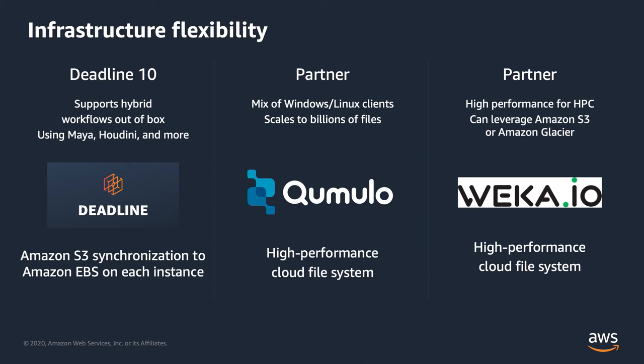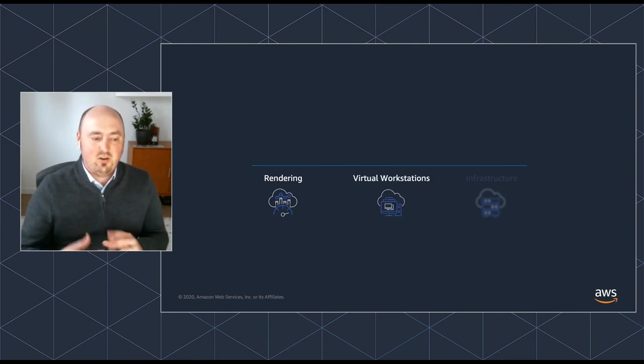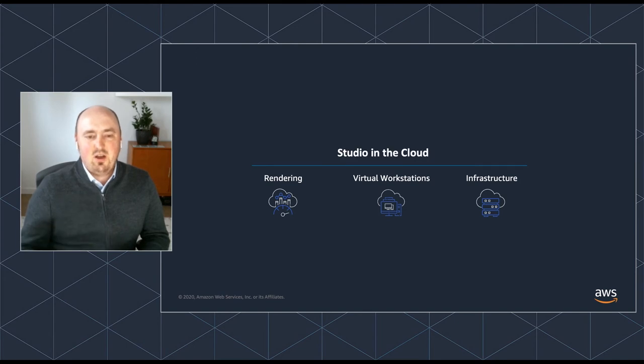So we've talked about three things here: rendering, virtual workstations, and infrastructure. And as we talk through these, ultimately, the key here is that all of these can come together. And when we pull all these together, that's what we mean by studio in the cloud. And this is something that we've really been talking about primarily over the last year. When I think about talking about this last year at SIGGRAPH, in fact, we were really early on in trying to understand what was possible in this space.